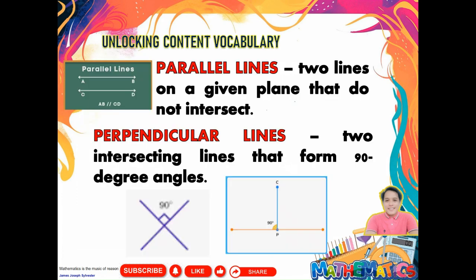Then for the unlocking content vocabulary, we will discuss parallel lines. These are two lines on a given plane that do not intersect. Perpendicular lines are two intersecting lines that form 90-degree angles.